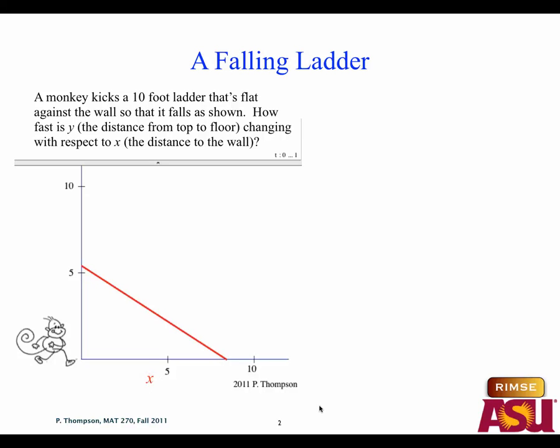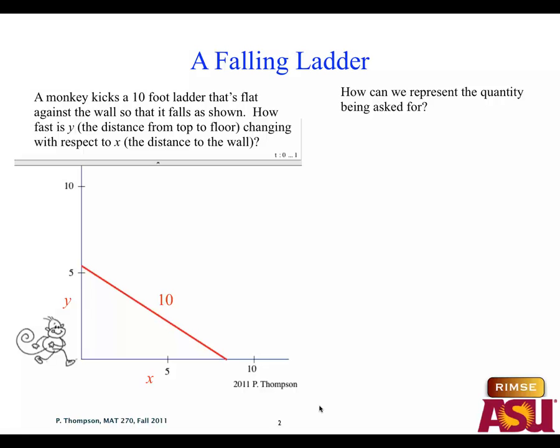So what is it asking for? So here's what we got. X is the distance from the wall to the bottom of the ladder. Y is the distance from the floor up to the top of the ladder. And then the ladder is 10 feet.